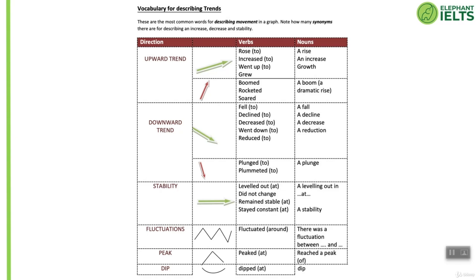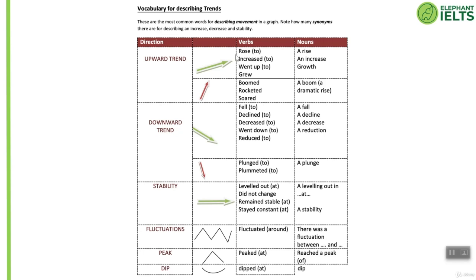This is a summary of all the vocabulary we discussed for describing trends. Note here there are verbs to describe a very sharp rise and a very sharp fall as well. So if your rise is very sharp, you can say sales boomed, or sales rocketed, or sales soared. If they fell very sharply, we could say sales plunged or plummeted.